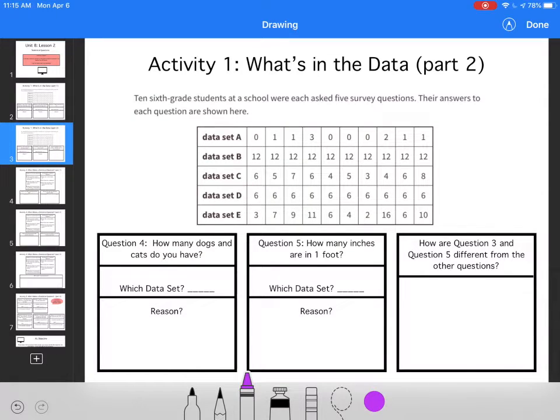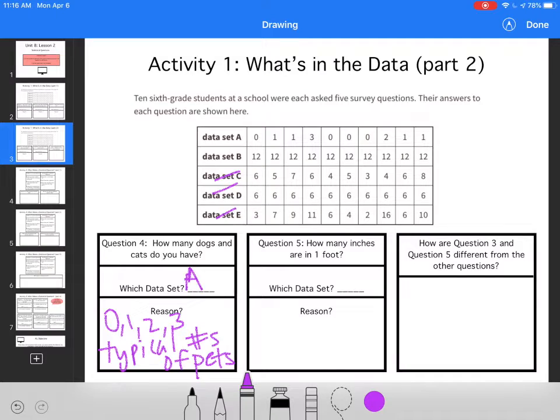Then how many dogs and cats do you have? Well, my options are left. I've used C, I've used E, I've used D, so I'm stuck between A and B. Well, not everybody's going to have the same number of dogs and cats, and that seems like a lot of dogs and cats if I pick 12. So I'm going to say A. And the reason I'm going to say that is because 0, 1, 2, and 3 are typical numbers of pets.